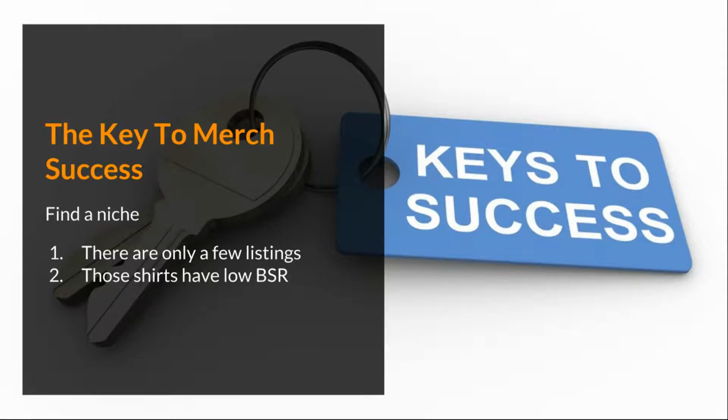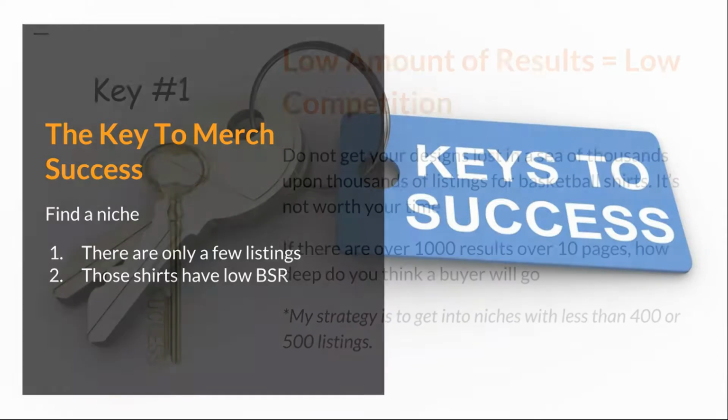Like I said, I've been on the platform for a while now. I kind of have an idea of what works and what doesn't work. Of course, it goes without saying that the first thing you have to do is find a niche. Now, in order to have success with Merch by Amazon, understand this part. Number one, you have to find a niche where there are only a few listings. And also those shirts have to have a low BSR rank.